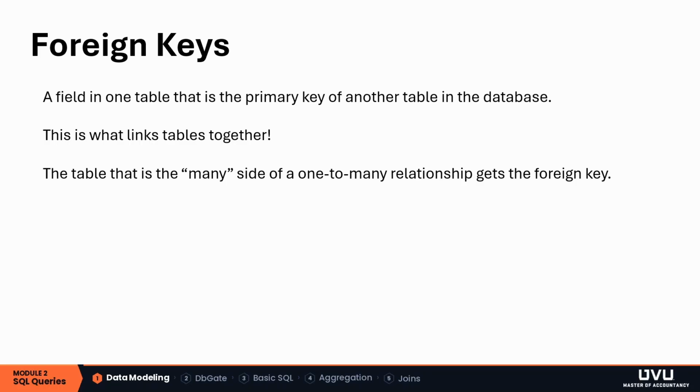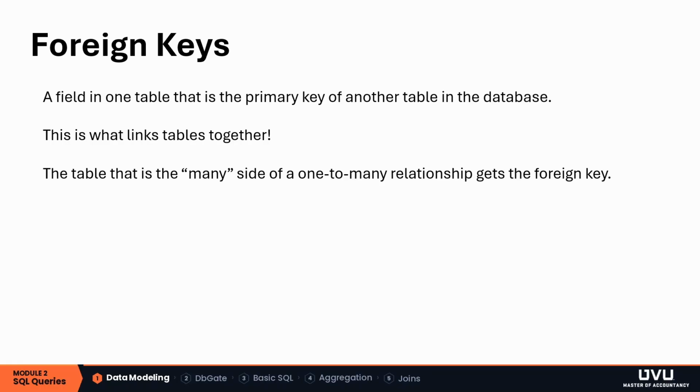A foreign key is a field in one table that serves as the primary key in another table. This is what links them together, establishing relationships between tables. In a one-to-many relationship, the table on the many side is the one that hosts the foreign key. Now, let me be clear. It's perfectly okay for values within a foreign key to repeat over time. What is important is that for any given value that a foreign key takes on, it should trace back to only one single row of the table where that same field functions as a primary key.